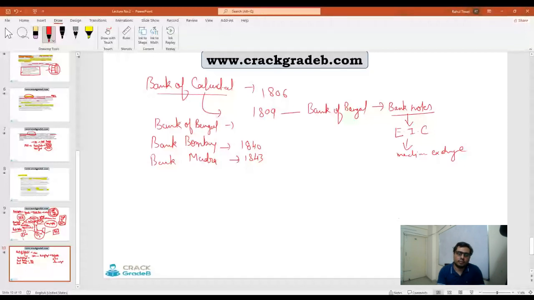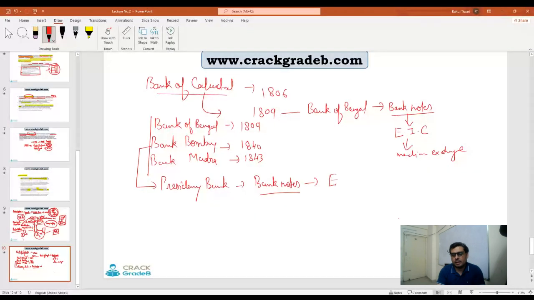It got the status of Presidency Bank, the bank which worked for the Presidency of Bengal. Right. So 1809. So these were three presidency banks with power of issuing banknotes, and these banknotes were accepted by a company in India for exchange purpose, right?